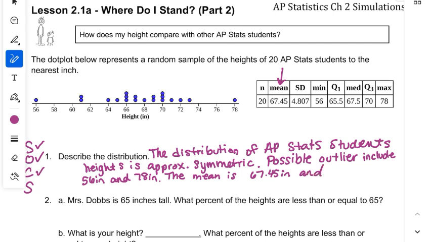And so I'm going to go ahead and do spread. What should we use for spread? If it's not symmetric... but since it's symmetric, we need to use standard deviation. And the standard deviation is 4.807 inches.